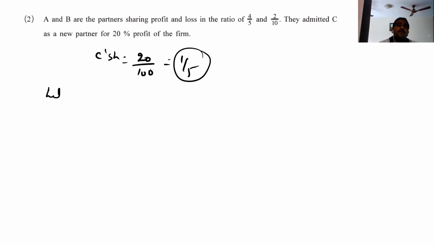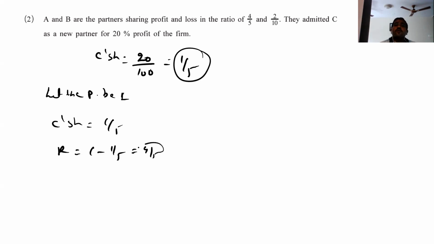Let the profit of the firm be 1. C's share, how much? 1 by 5. This you have to practice at home. In the next period, we will do this. C's share 1 by 5. Just calculate with me. C's share 1 by 5. Remaining share 1 minus 1 by 5. It comes to 4 by 5.